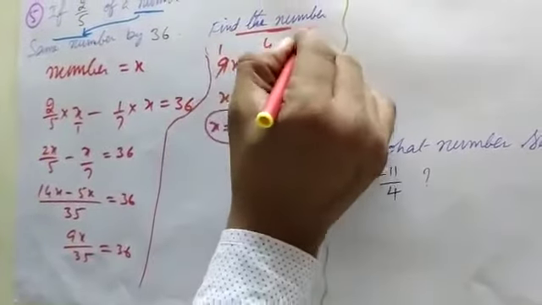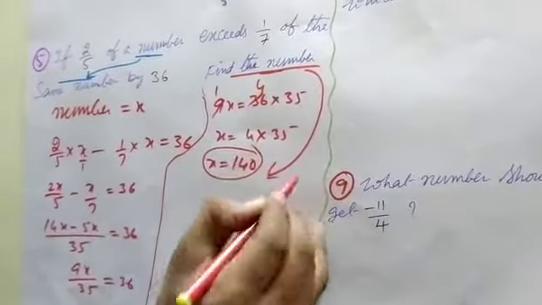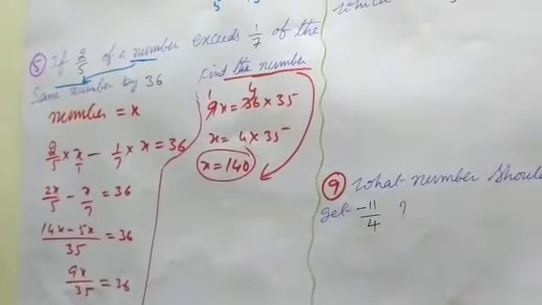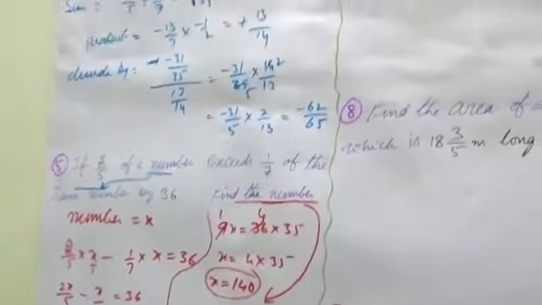What is asked? Find the number. Find the number means x is equal to 140. The number is 140.